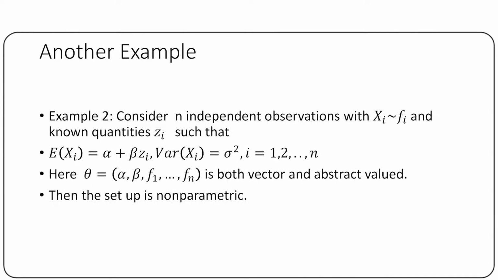Let us consider another useful example. Consider the linear regression setup with one non-stochastic covariate. Suppose xi are independent observations from the continuous density fi, where i runs from 1 up to n, with expected value alpha plus beta into zi, where zi are known quantities and variance of xi is sigma square, independent of any other variables. Thus, we have the unknown quantities alpha, beta, sigma together with the density functions f1, f2, ..., fn. Then the vector of unknowns involve both real valued and abstract valued quantities. Therefore, by definition, the setup is semi-parametric.